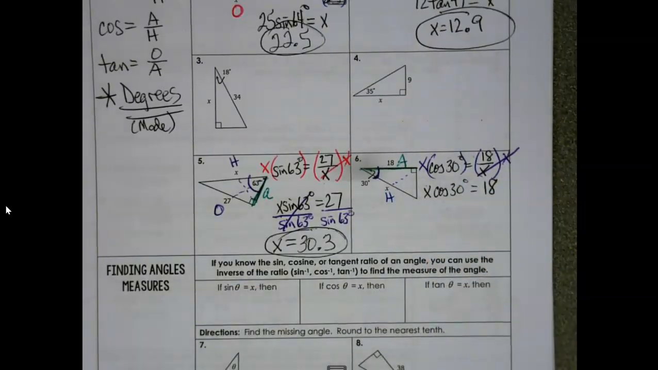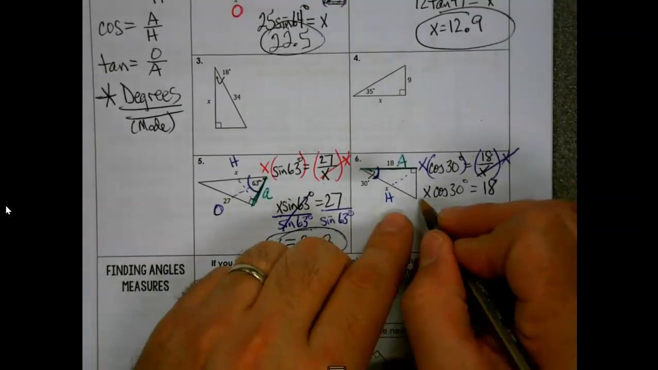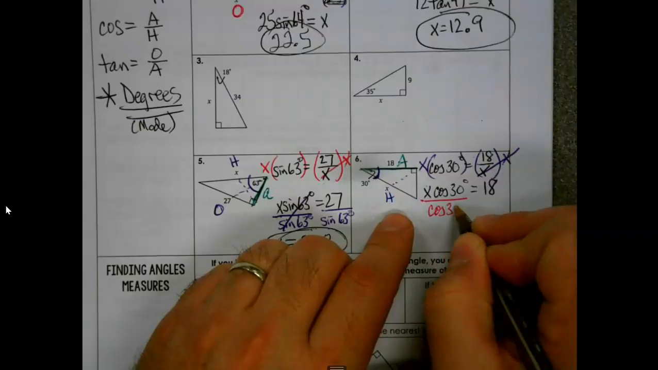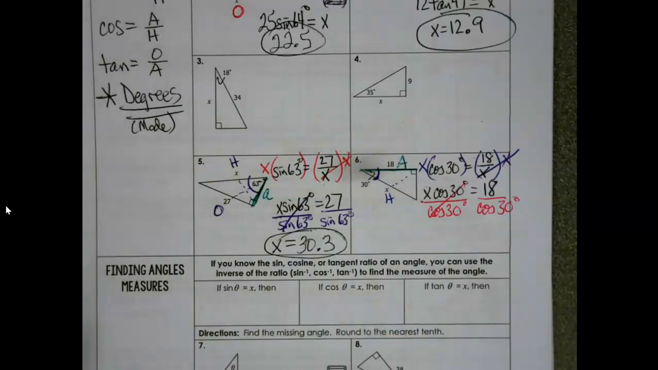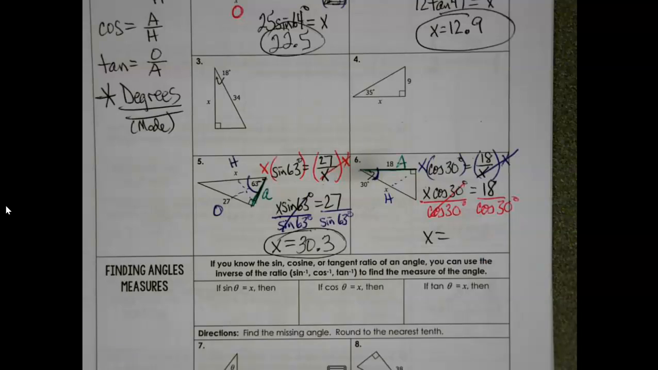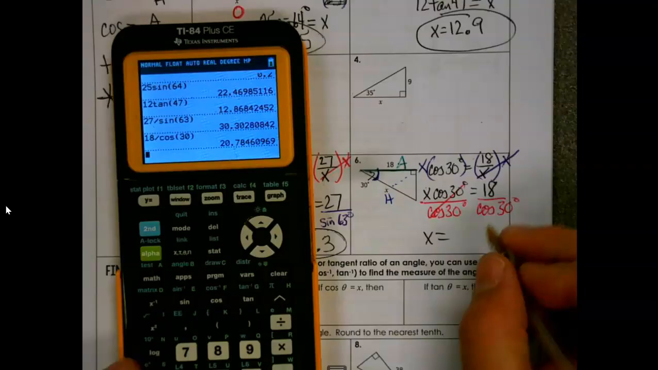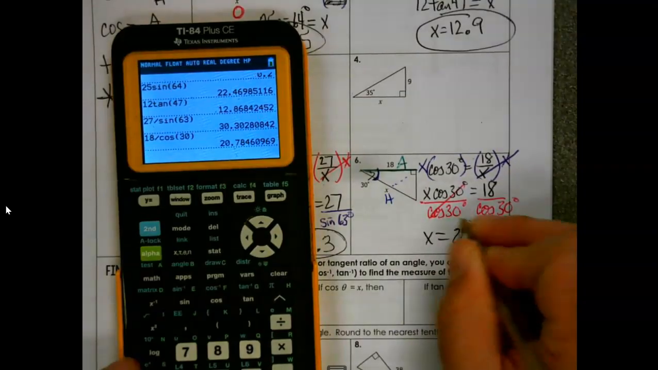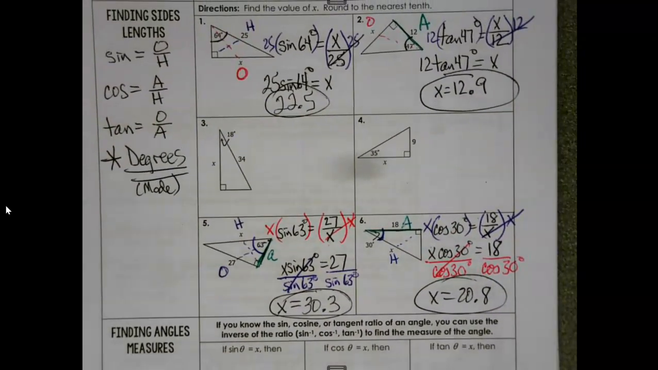So we got the x out of the denominator, which we needed to do. So let me do that one last step, and then I'll show you how that works. It's a little bit of a shortcut, is what it is. So here, we're going to do 18 divided by the cosine of 30. So we got like 20.8 here. But when I talk about a shortcut, let me bring this back down a sec.